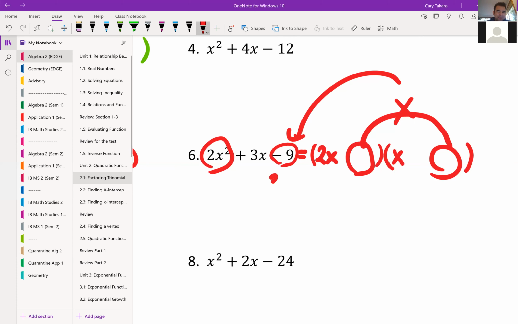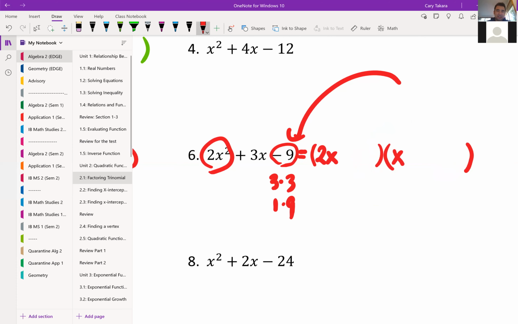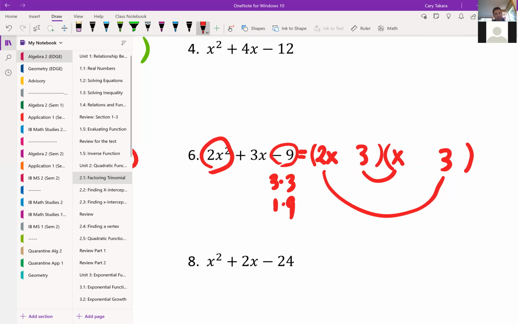So it's either 3 times 3 or 1 times 9, isn't it? So let's try 3 and 3 first. Now I need to get negative 9 though, right? So would that work? Let's check. Now, how do you check it? You check it by doing the donuts, right? We've been calling them donuts. Inside is 3x. Outside is 2x times 3, which is 6x.